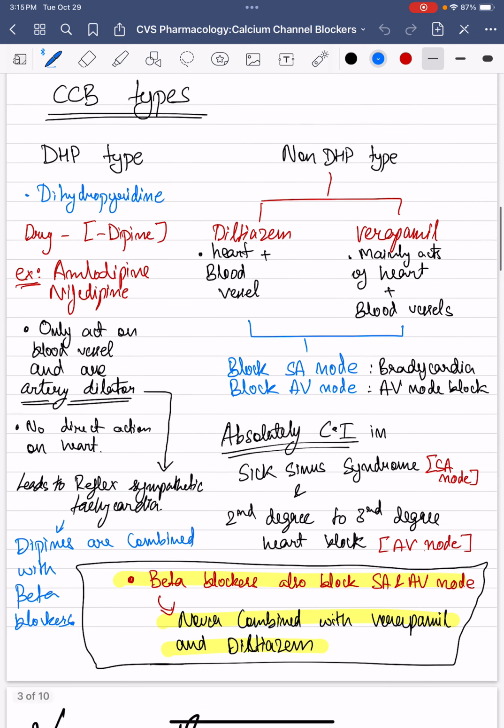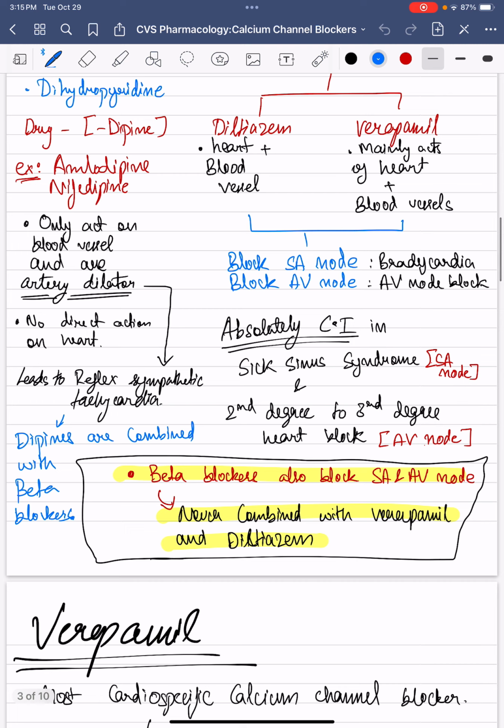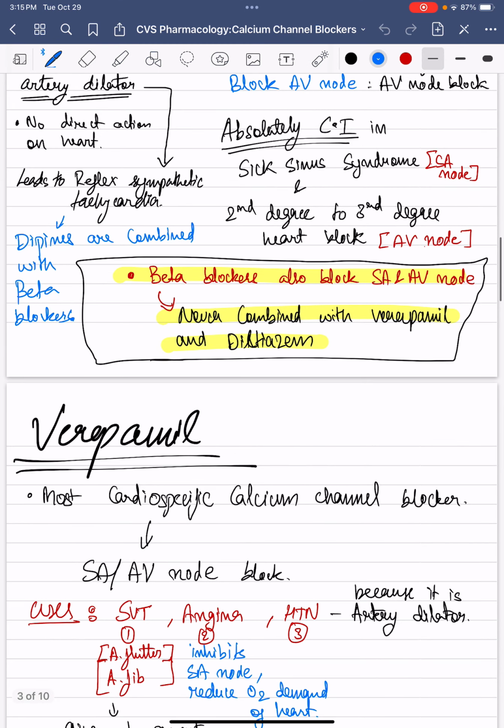Non-DHP type is absolutely contraindicated in sick sinus syndrome where the SA node is affected, as they can compound bradycardia, and also contraindicated in second to third degree heart block because they also block the AV node. Beta blockers also have the effect of blocking the SA node and AV node. That is why they are never given with non-DHP type calcium channel blockers like diltiazem and verapamil.